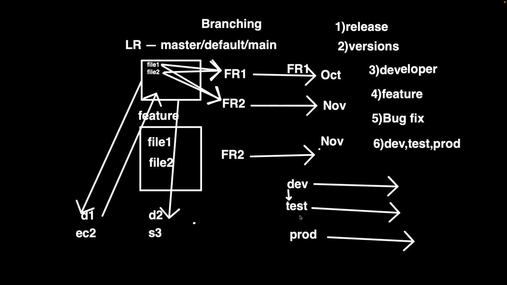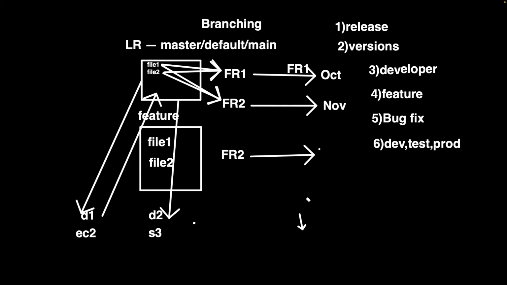Once test is working fine, it could be merged to prod and so on. We'll talk about the branching strategy later. Let's not get into how you begin with and merging, but just understand what branching serves. It helps in having multiple releases, maintaining the versions, and multiple developers can work on it. It will help in creating feature branches, bug fixes, or multiple environments. These are all the advantages of having a branch.